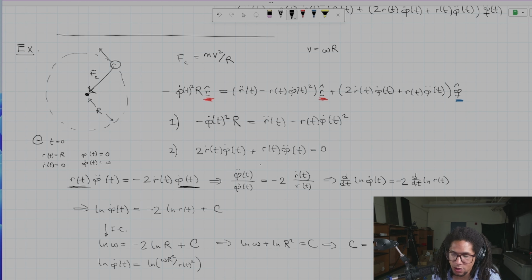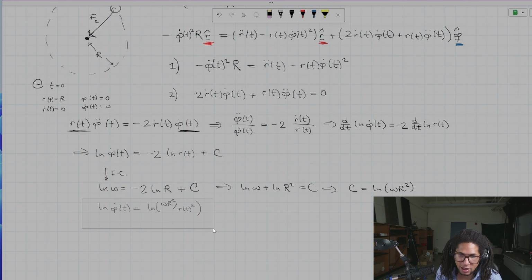All right, so now, have I actually solved the differential equation? No, because I have this, but I don't have the solution for phi itself. So the way to solve that would be to take the exponential of both sides. Taking the exponential of both sides is just going to get rid of the logs. So this is going to tell me that phi dot of t is equal to omega R squared over little r of t squared. Now, I can't integrate this because I don't know what little r of t is. I don't have a solution yet for that.